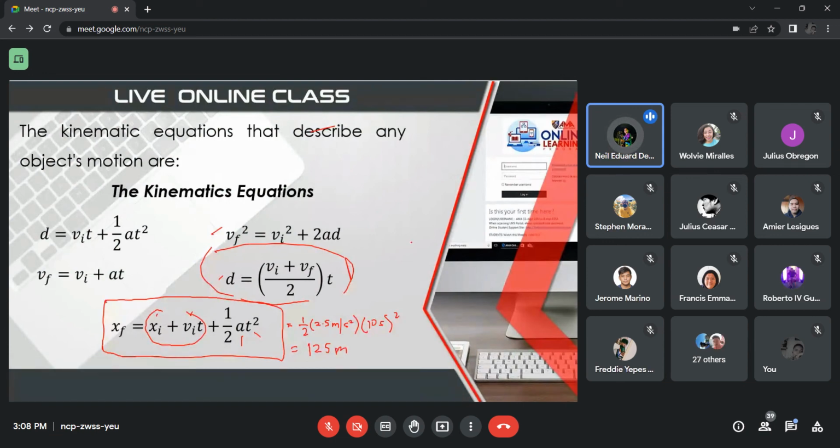If you use the displacement formula, our VI is 0, and our final velocity is 25 meters per second. Zero plus 25 meters per second divided by 2 times time, 10 seconds. So they're the same, our answer is 125 meters. So we can actually use either of the two. So our displacement, or position, the distance traveled, would be 125 meters.